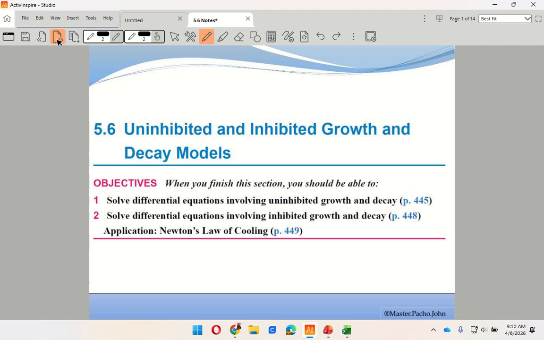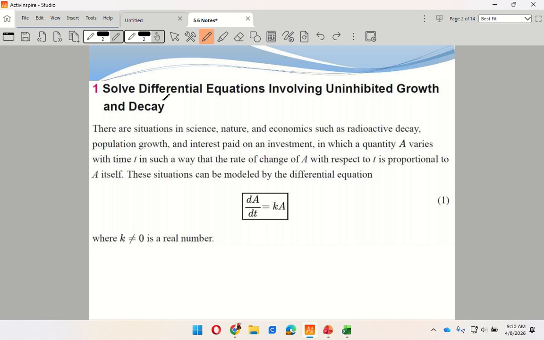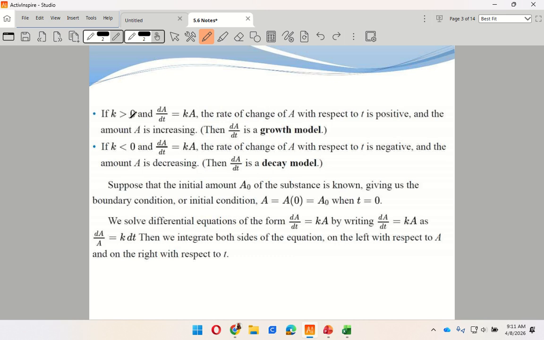So, going through solving a differential equation involving uninhibited growth and decay. The derivative dA/dt is equal to k, which is whatever the number is, the factor that it's going to be going up or down by, times whatever the A is, the population, with respect to time itself. Okay, k cannot be 0. So if k is greater than 0, it's a growth. If k is less than 0, which is negative numbers, it's going to be a decay.